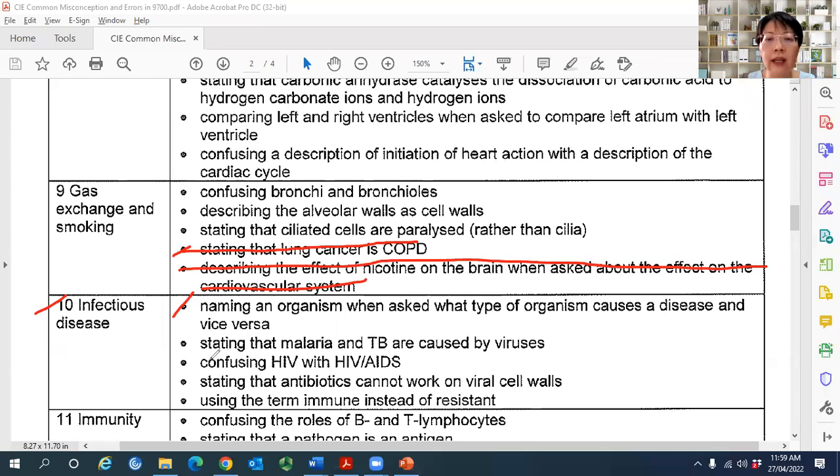Naming an organism when asked what type of organism. The type of organism causing the disease. So what type? Is it a bacterium? Is it a virus? Is it a protoctist? It is the type of organism. So naming the organism versus naming the type of organism is different. Read every single word in the question, please, because you want to score full marks for every question. Full marks.